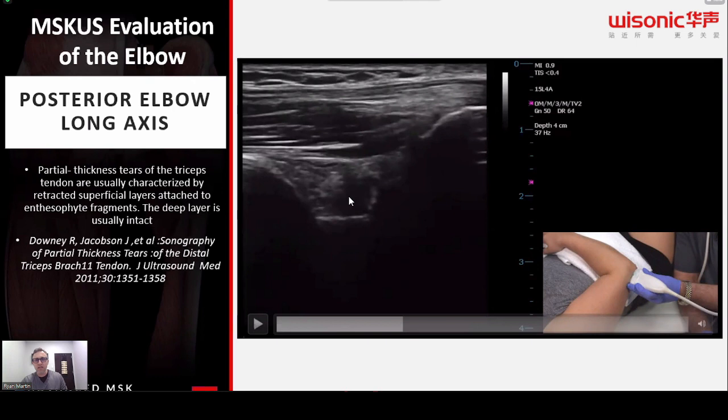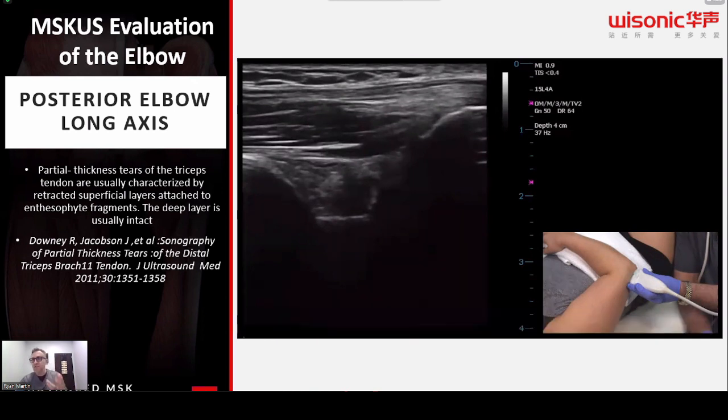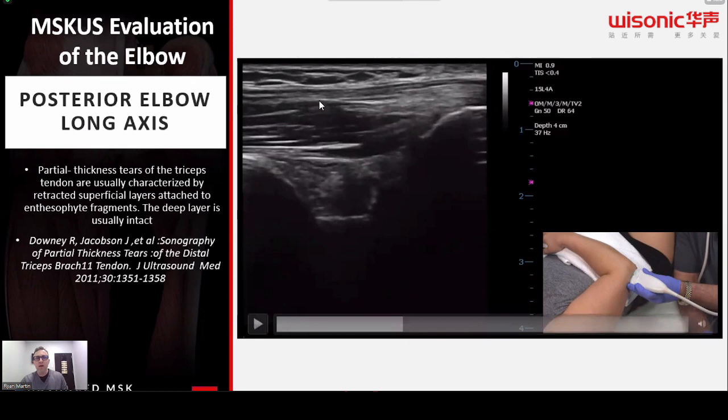But the big things you want to look at here, here's your joint space. This can fill with some synovial fluid. This can fill with effusion down in here. It's a good area to look for any type of osteoarthritic effusion. But what we're looking at today is going to be that tricep tendon here.